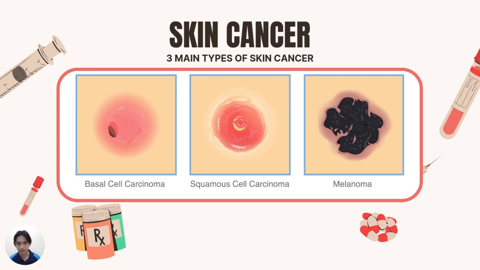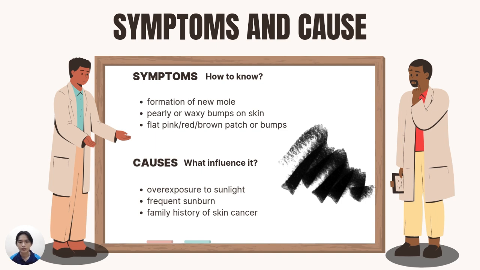As you can see, these are the pictures. We can differentiate between the three. The melanoma is a lot blacker. Squamous cell is more red. And then basal cell, you can barely see, but it's got an inflammation on it.